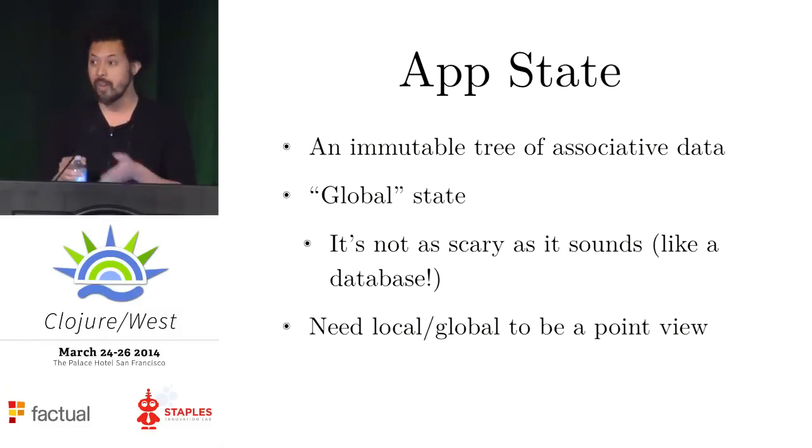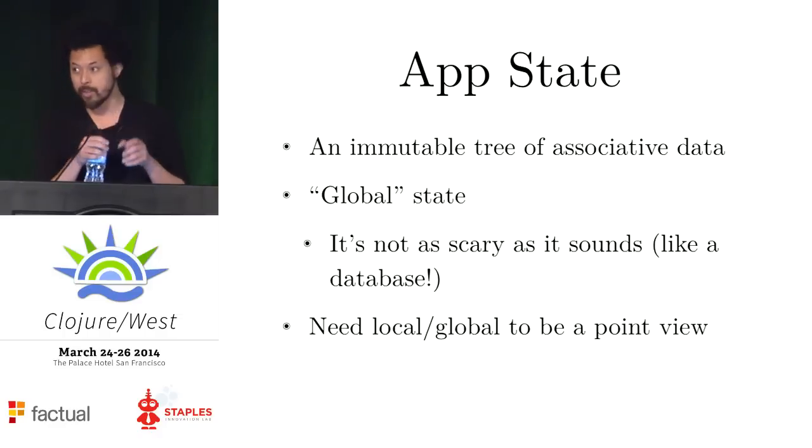How can we get a local view on the data such that our widget only sees the part that it needs to see?